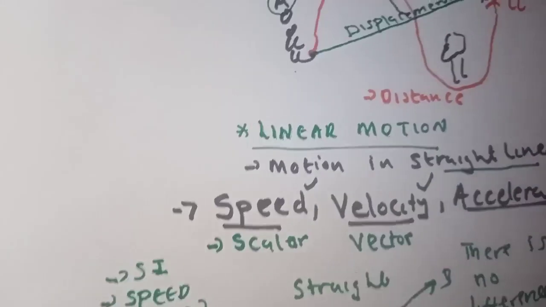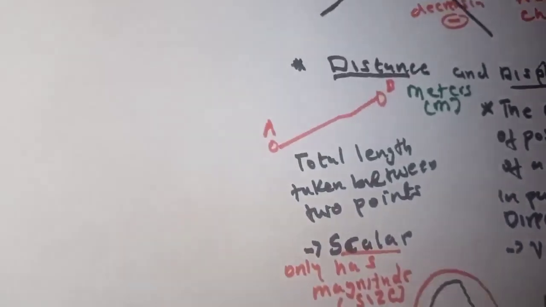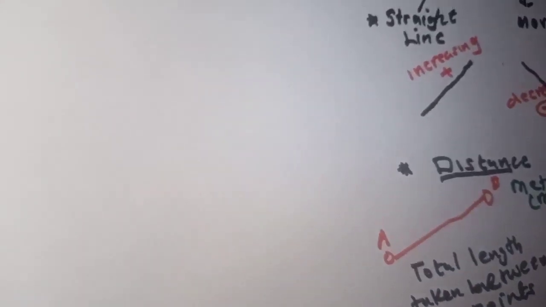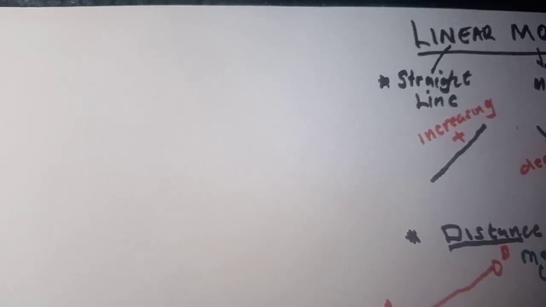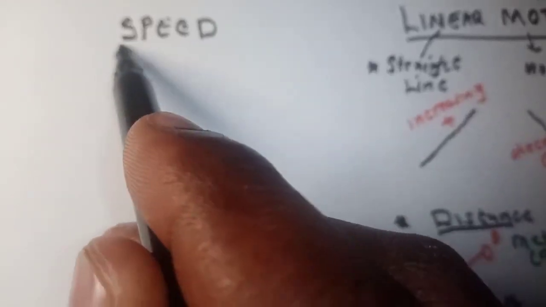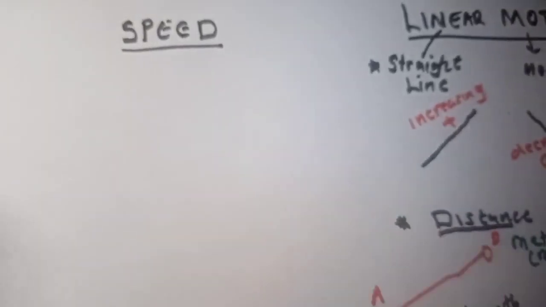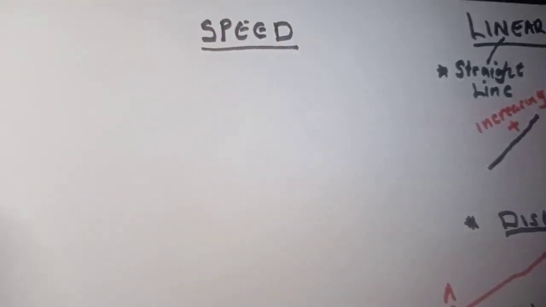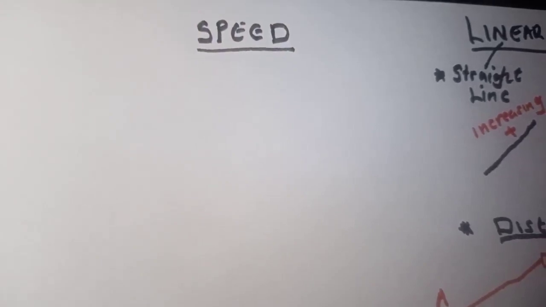So now we begin looking at speed. That's the first thing we're going to look at. We know what speed is. We use this word in our everyday life. When someone is driving, can you increase the speed? Or can you reduce the speed?